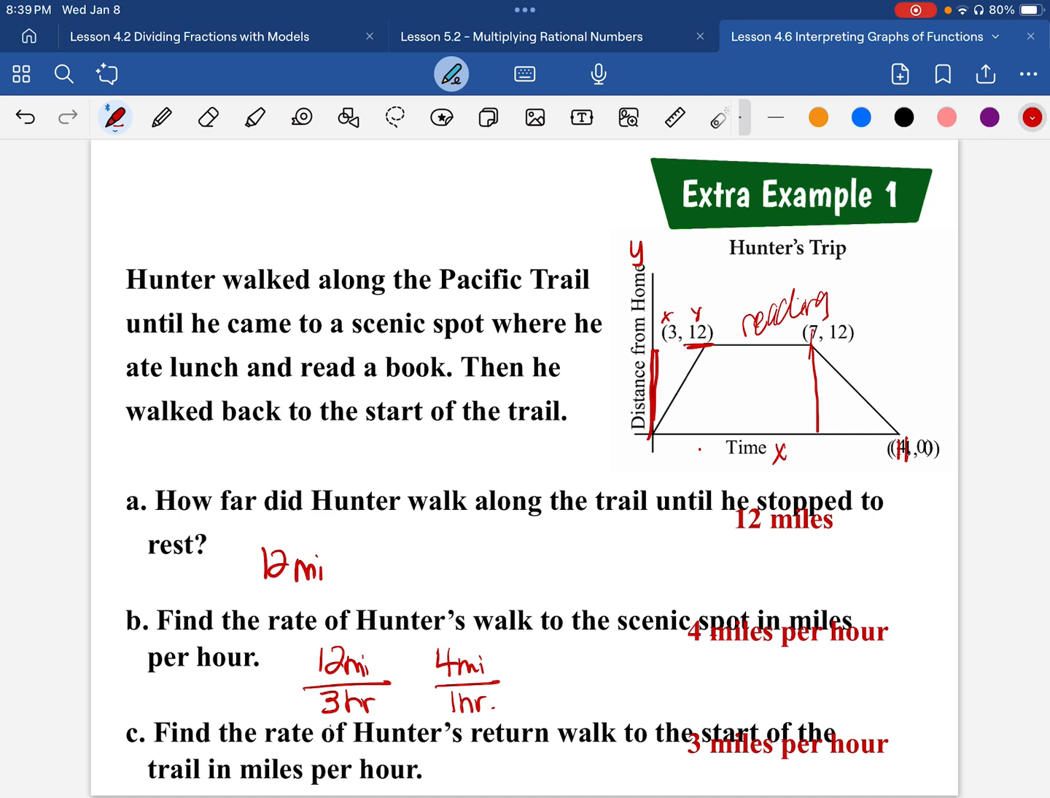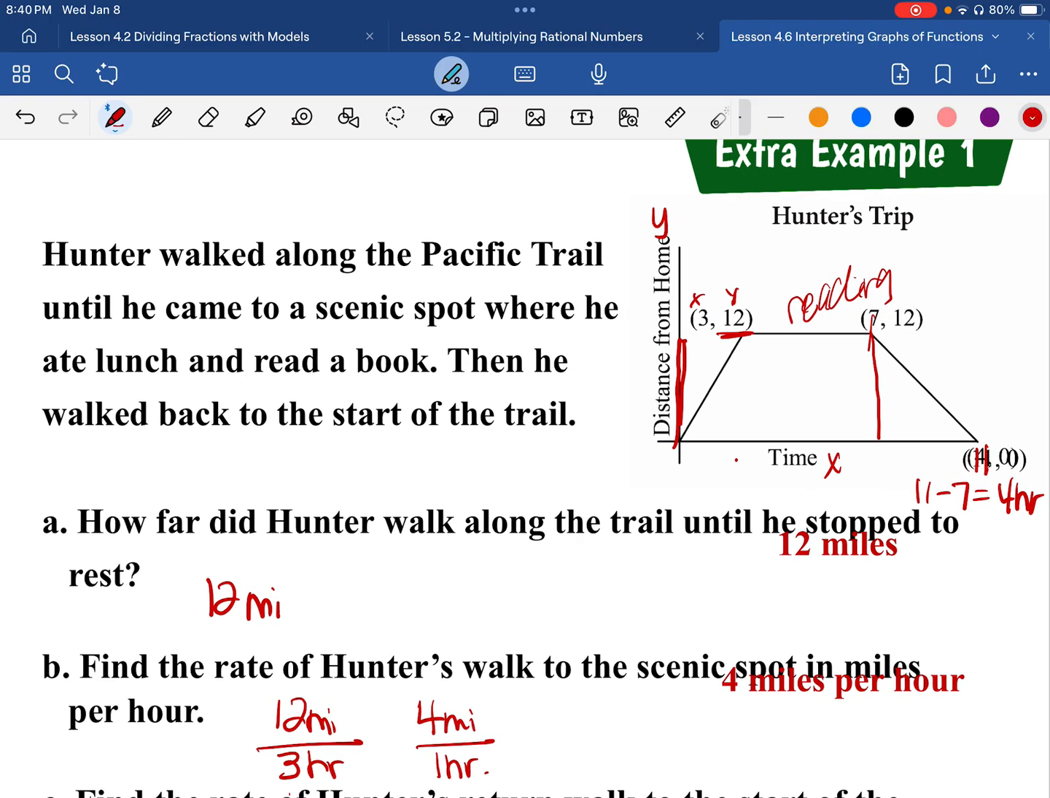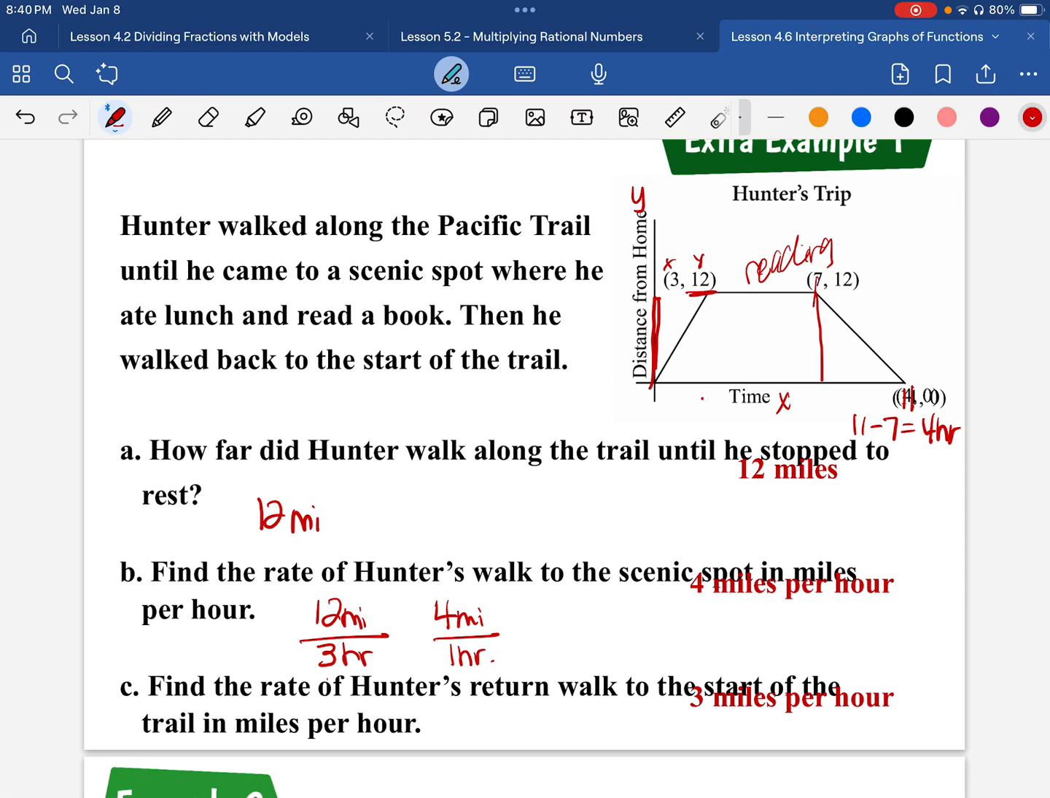Find the rate of Hunter's return walk. So on his return, he goes from 7 to 11 hours. So from 7 to 11, that's 4 total hours, right? Because if I do 11 minus 7, it takes him 4 hours. Does that make sense, hopefully? He still goes from 12 to 0, so his number of miles is still 12. So we're going to take that 12 and divide it by the 4 hours it took him to get home. So 12 divided by 4 is 3 miles per hour. Hopefully that was helpful in interpreting the graphs.